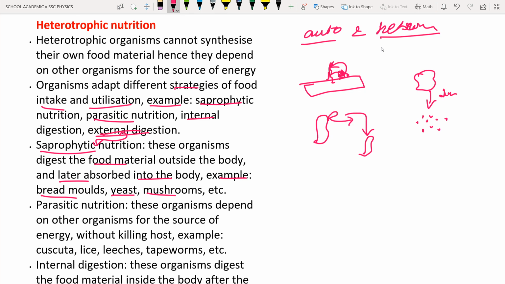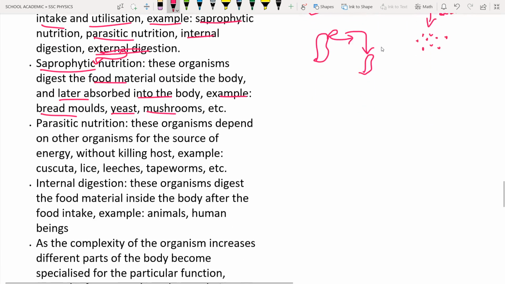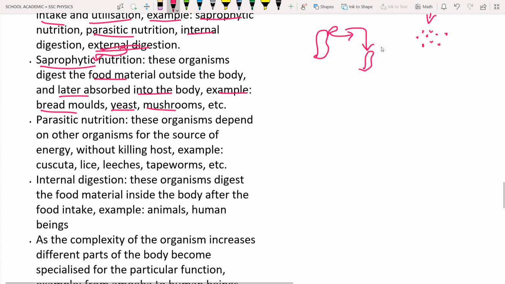Next, we will discuss parasitic nutrition. What is parasitic nutrition? These are organisms that depend on other organisms for the source of energy without killing the host. For example, you can take Cuscuta. It is a plant, and it depends on another plant. Let us consider this is a tree.